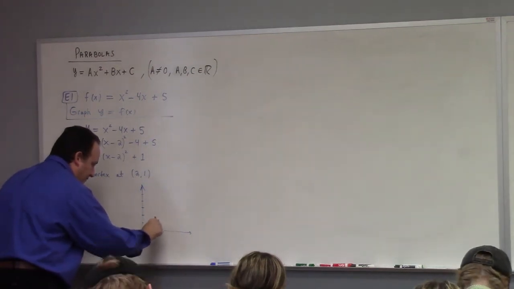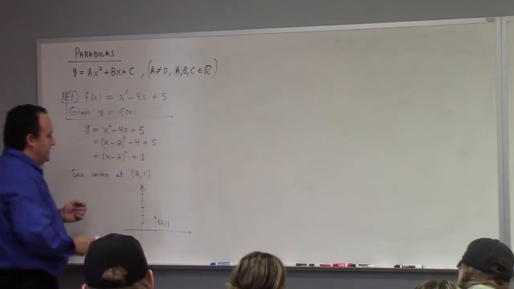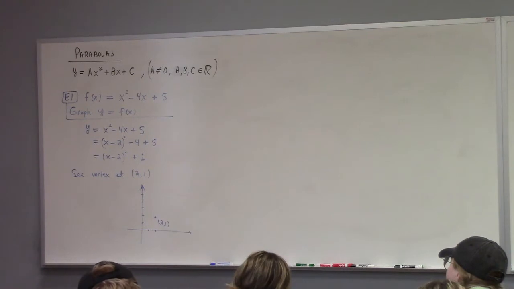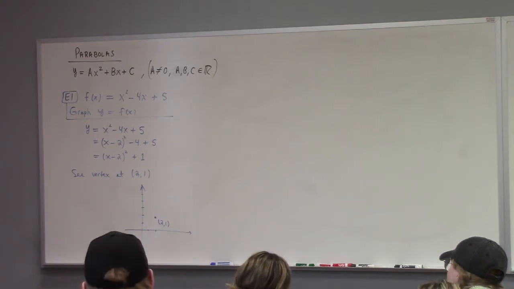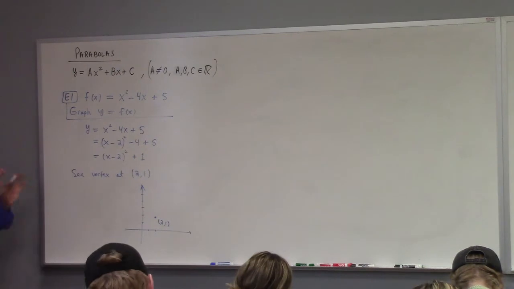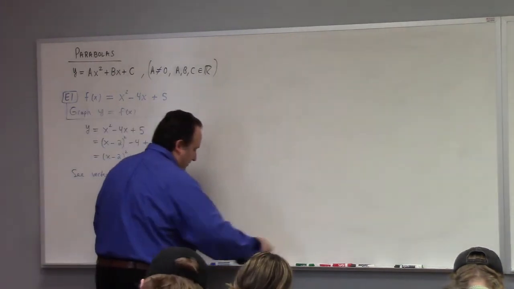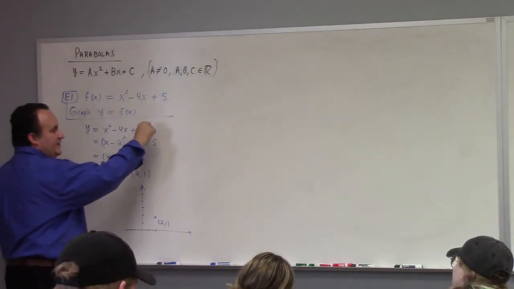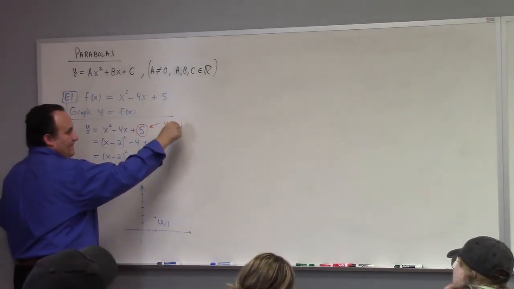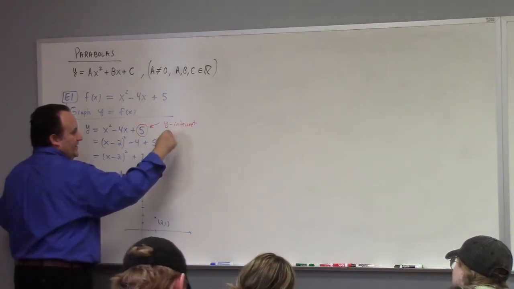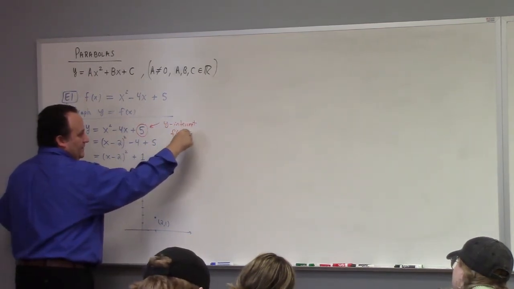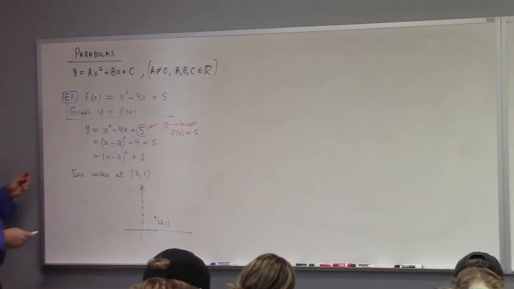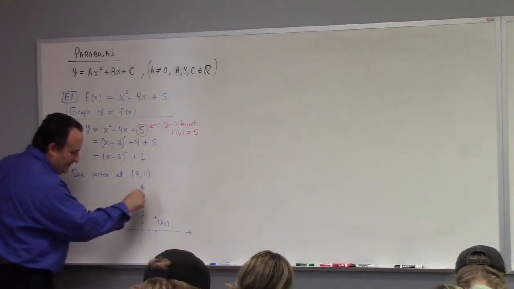So (2, 1) is the vertex. That's one point on the parabola, because if you plug x equals 2 into the formula, you get 1 out. I think we can agree with that. What other point do you know on this parabola without much further work? Look at this, right here, 5. This tells me the y-intercept. f of 0 is equal to 5. So the y-intercept is 5. The constant in the parabola will give me the y-intercept. So in this case, that's up here.